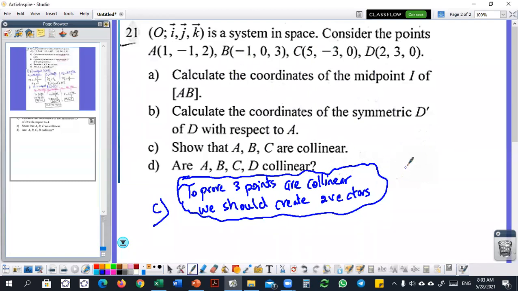Let's find AB vector and AC vector. AB vector, what is the rule of AB vector? Coordinates of B minus coordinates of A. So it is XB minus XA, YB minus YA, same for Z: ZB minus ZA, okay? So, X of B, -1 minus 1, what does it become? -2. 0 plus 1, it is 1. 3 minus 2, it is what? 1. This is the coordinates of AB vector.